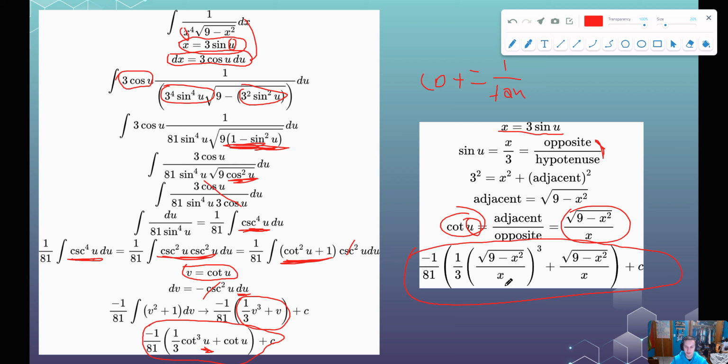You can't really simplify this too much because you have a cube of a square root. You can't really simplify that. You could write it to the 3/2 power if you wanted, but I mean it's not going to help you out too much.